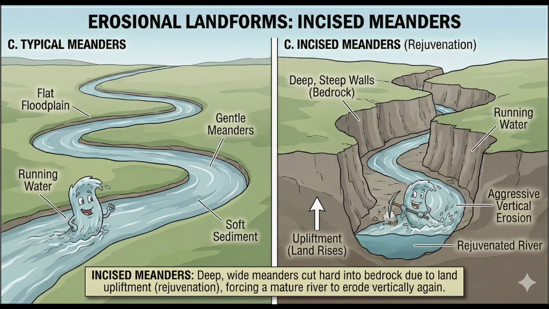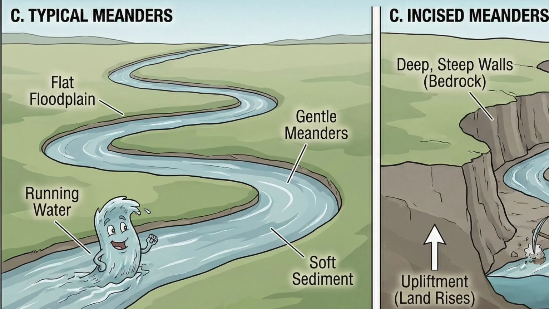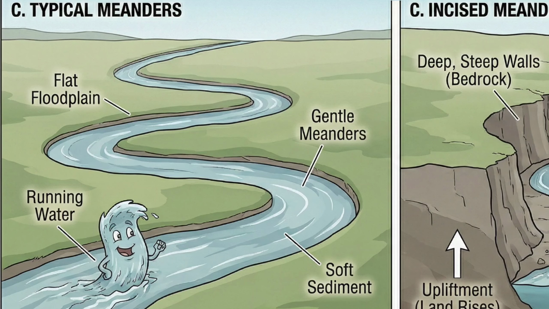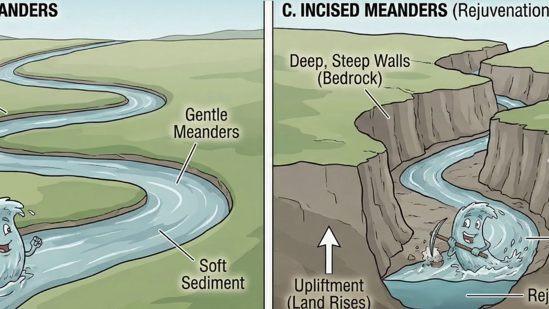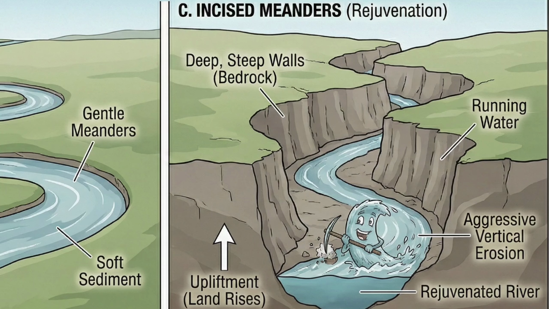C. Incised or entrenched meanders. Usually, meanders form on flat floodplains, but sometimes we find deep, wide meanders cut hard into the bedrock. These are called incised meanders. This happens when a river is rejuvenated. Perhaps the land rose up, upliftment, forcing the mature river to start cutting vertically again like a young river.